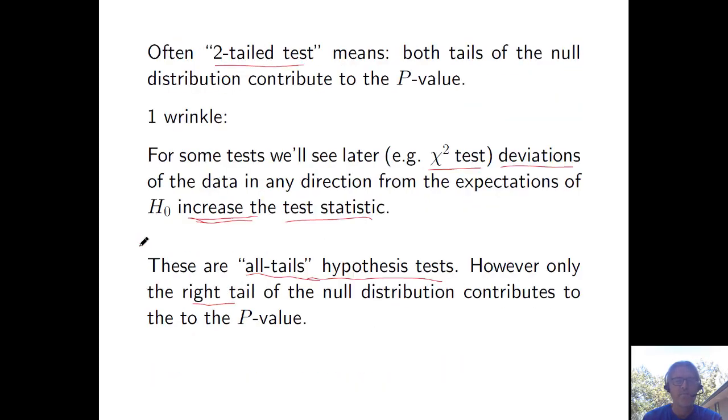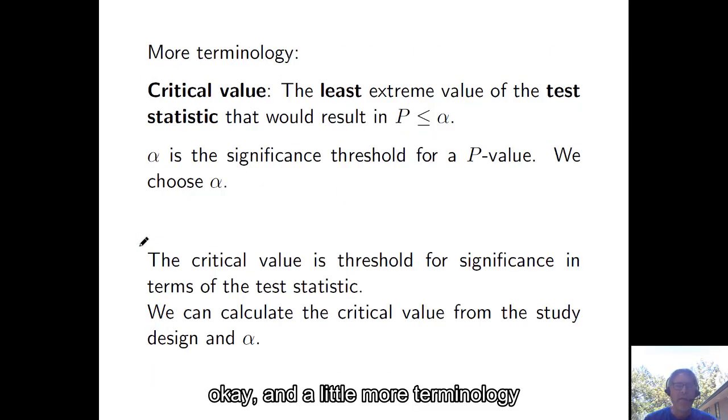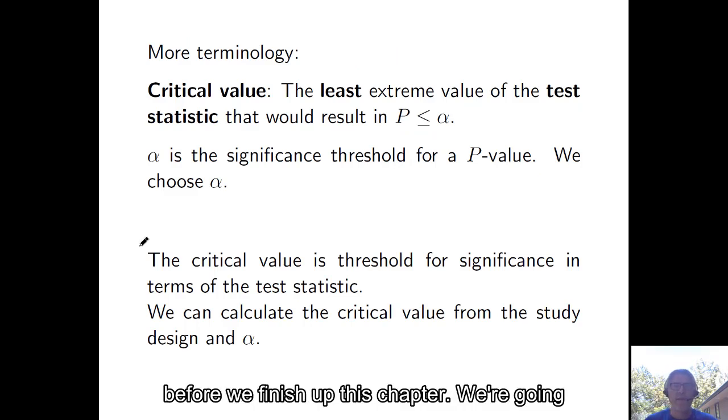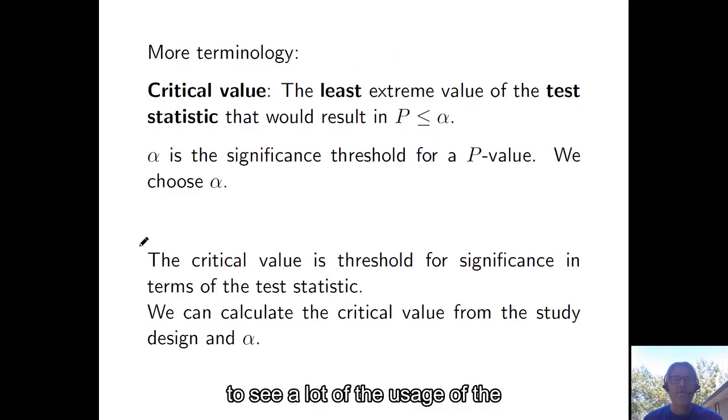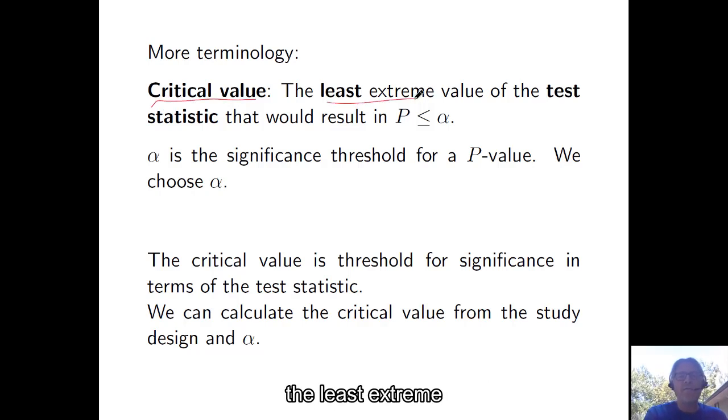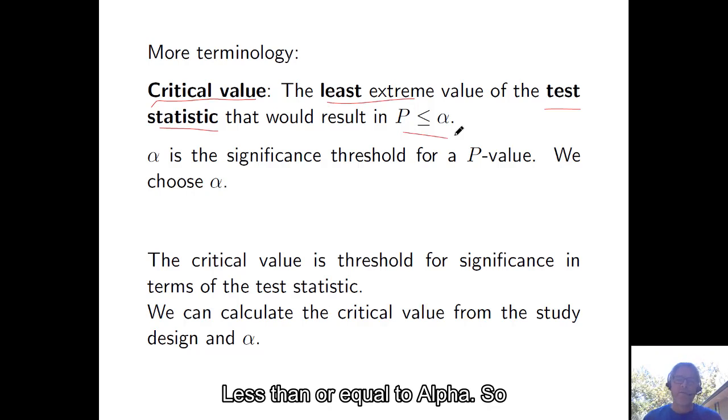Okay, and a little more terminology before we finish up this chapter. We're going to see a lot of the term critical value in this course. For a particular test, a critical value is the least extreme value of the test statistic that gives you a p less than or equal to alpha, right?